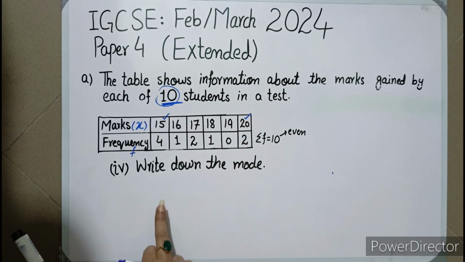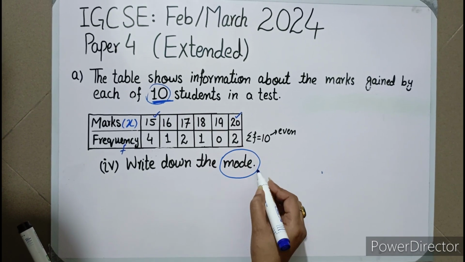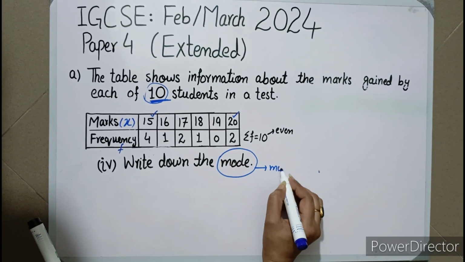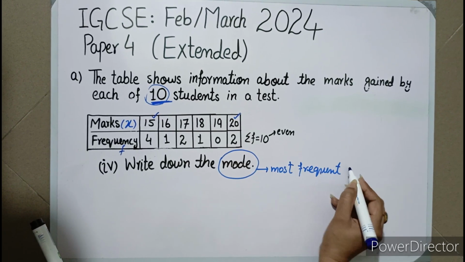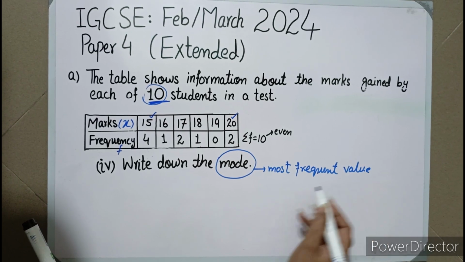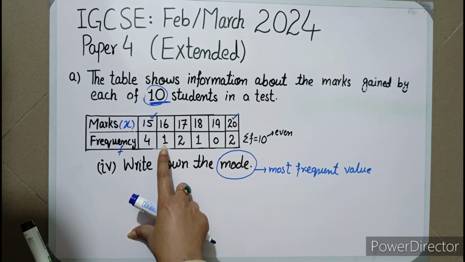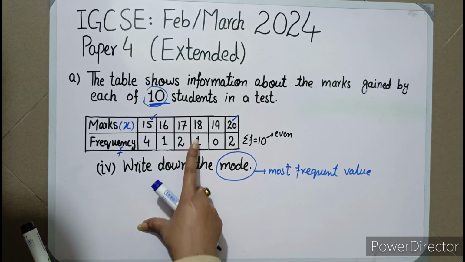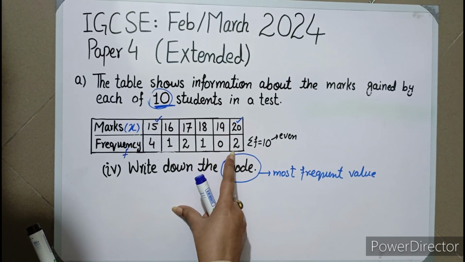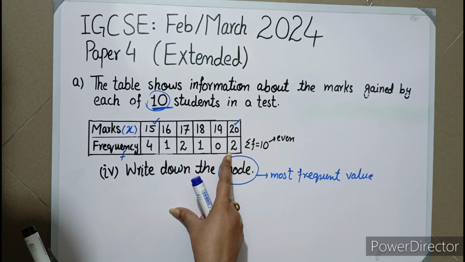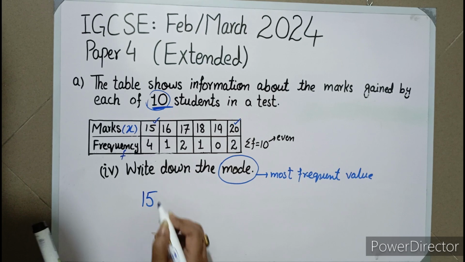In part number 4, he is asking you to write down the mode. First, you should know what the term mode means. Mode means the most frequent value. In simpler form, you can say it is the value which occurs most in the data. 15 occurs 4 times, 16 occurs 1 time, 17 twice, 18 one time, 19 does not exist in the data, 20 exists 2 times. So which number is occurring most frequently in the data? That is 15. So the mode of this data is 15.